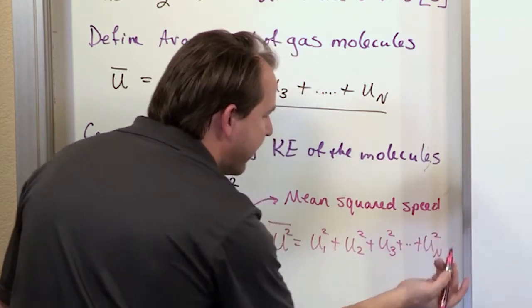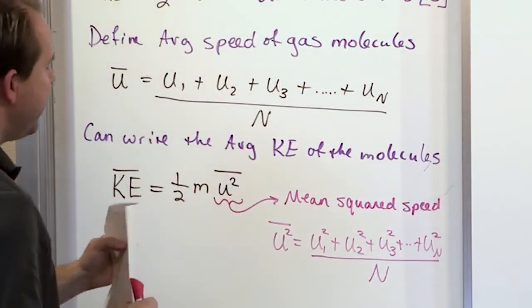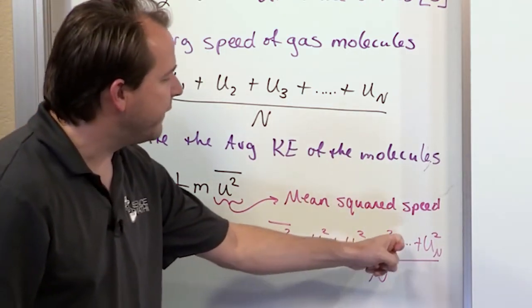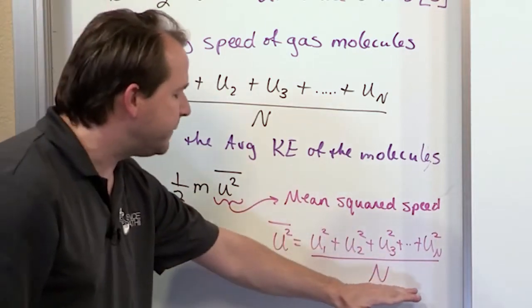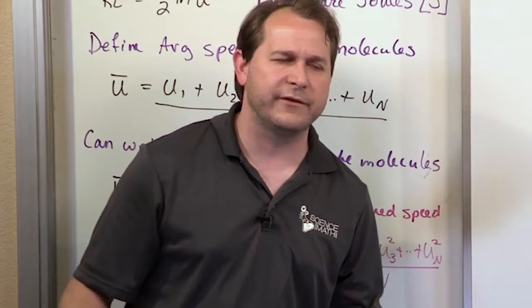U16 billion squared, however many you have, and you would divide by capital N, the number of molecules you have. So you see what you're doing is you're taking the squares of each individual molecule's speed, adding them up, and dividing by N. This gives you an average of the squares of the speed. Why do you want to calculate the average of the squares of the speed?